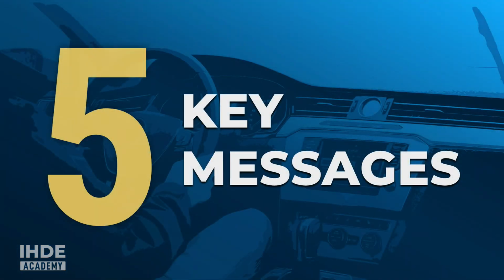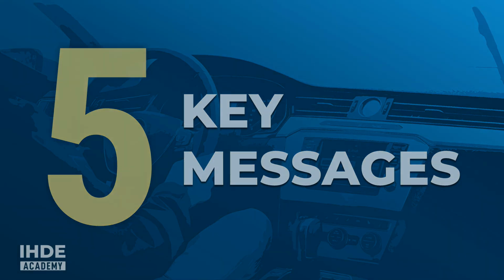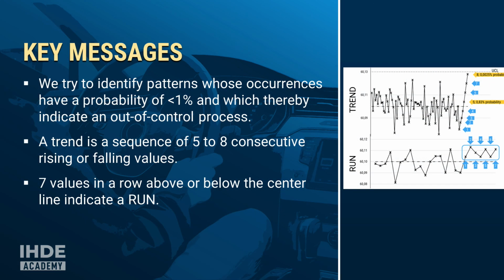Well, that was a lot of new information. Therefore, I would like to conclude by repeating the 5 most important key messages. We tried to identify patterns whose occurrences have a probability of less than 1% and which thereby indicate an out-of-control process. A trend is a sequence of 5 to 8 consecutive rising or falling values. 7 values in a row above or below the center line indicate a run.